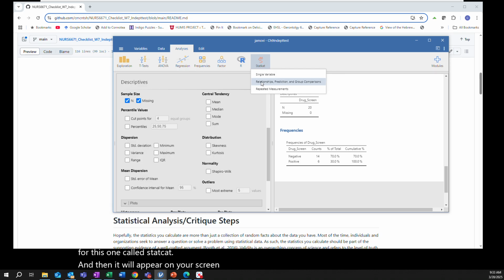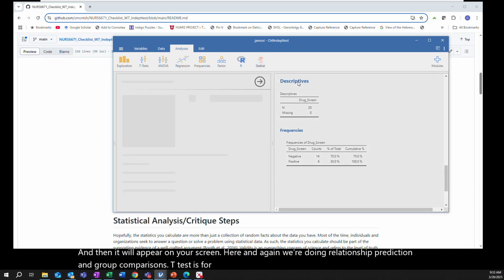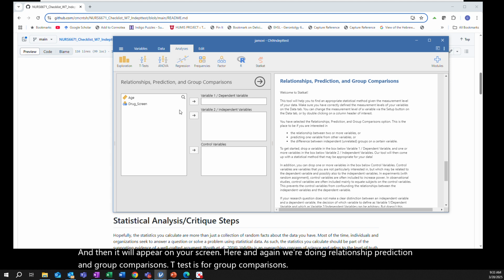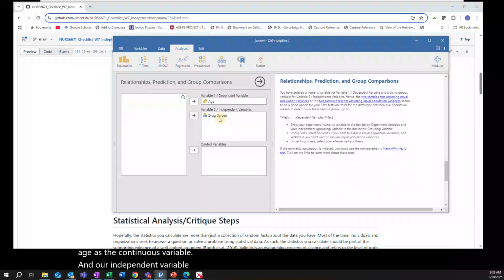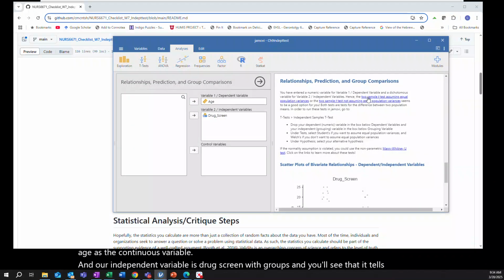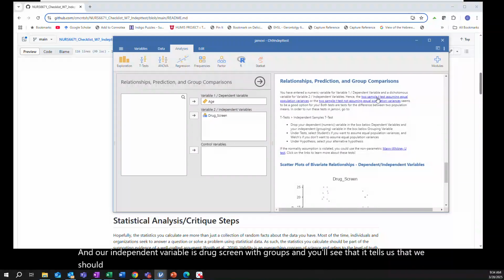And again, we're doing relationships, prediction, and group comparisons. T-test is for group comparisons. And we have our dependent variable, which is our outcome variable, which we're looking at age as the continuous variable. And our independent variable is drug screen with groups. And you'll see that it tells us that we should have a 2-sample t-test, which is the same as an independent t-test.